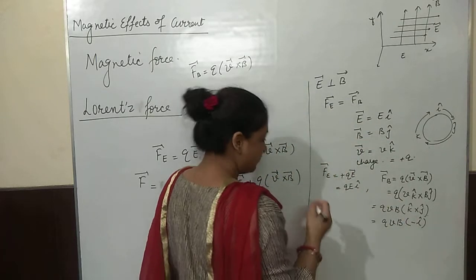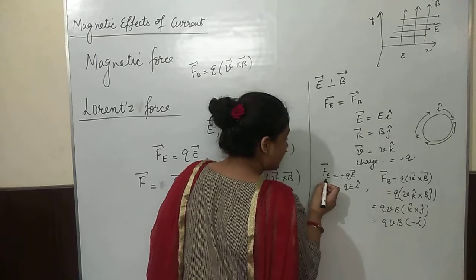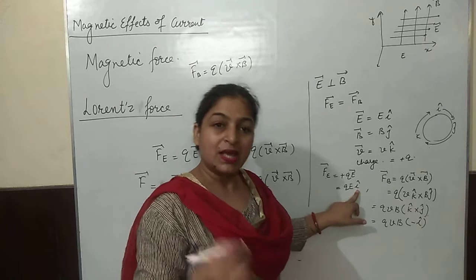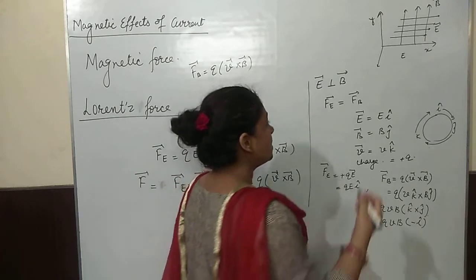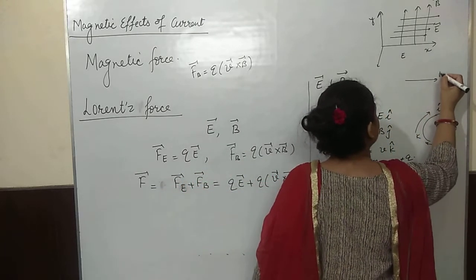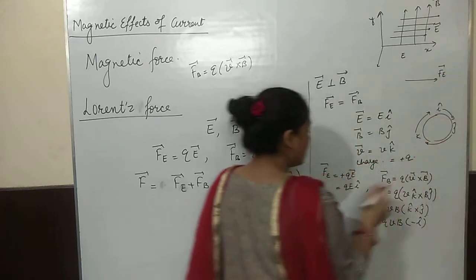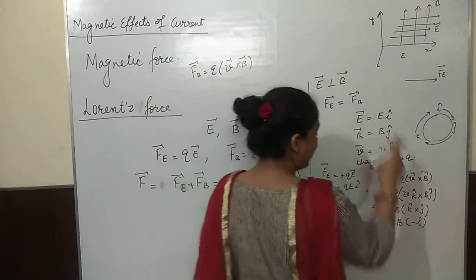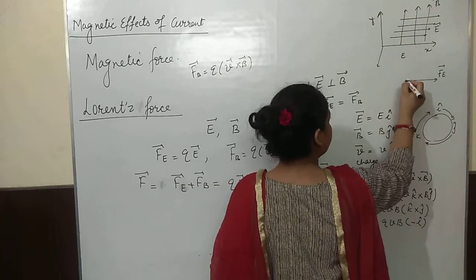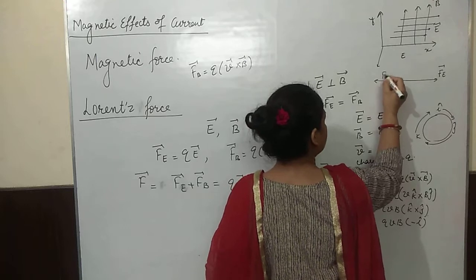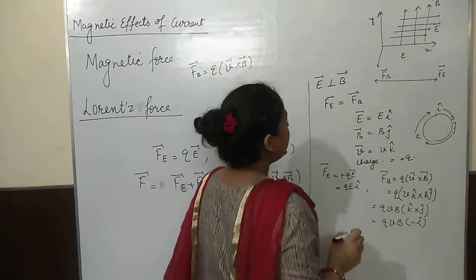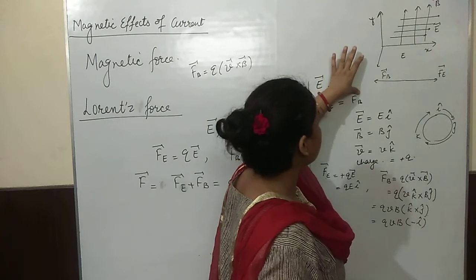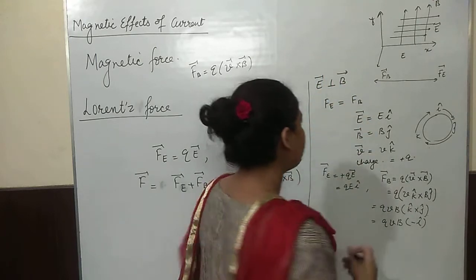Now both of the forces, you can see electric force is in the direction i cap, means electric force is acting along positive x-axis, and magnetic force on that charged particle is along negative x-axis. So in this direction magnetic force is acting, and we are taking the magnitudes of both of the forces to be equal.